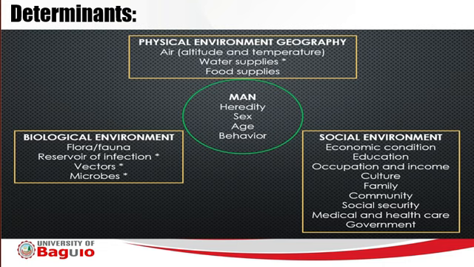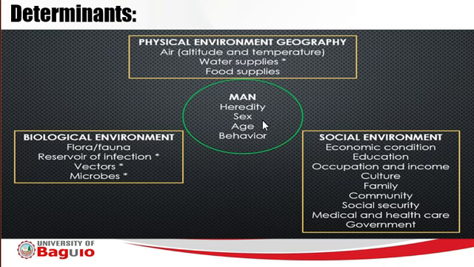If you look at the green circle, we do have there the man. So we have heredity, sex, age, and then behavior. So for example, for heredity, there are health problems or illnesses that can be passed on to the generation, or passed on to the children. Let's say, for example, arthritis. That is also being passed. What else? Hypertension can also be passed on to children, and other kinds of diseases or illnesses.